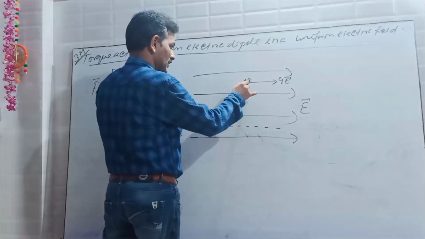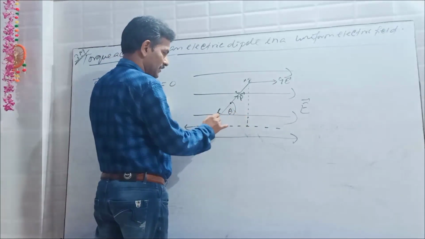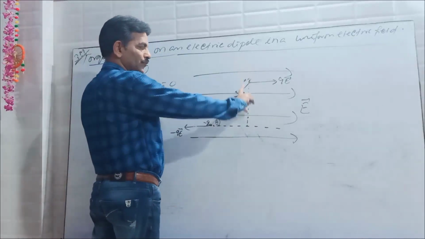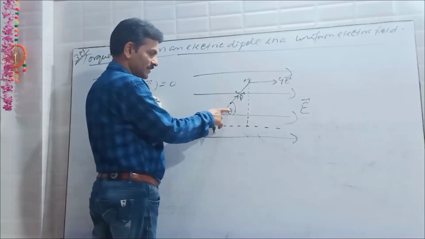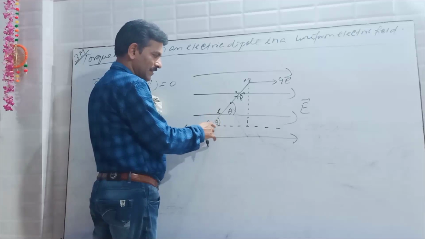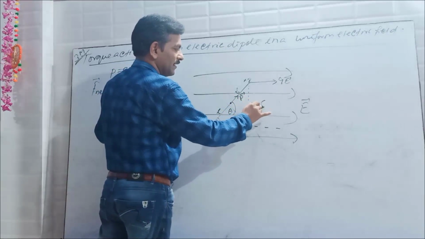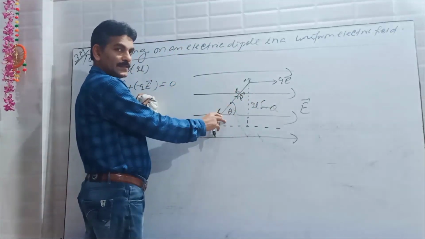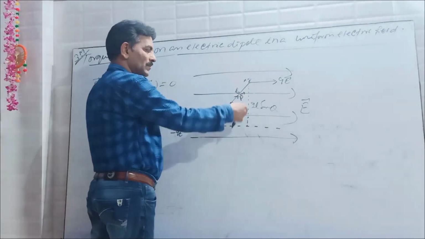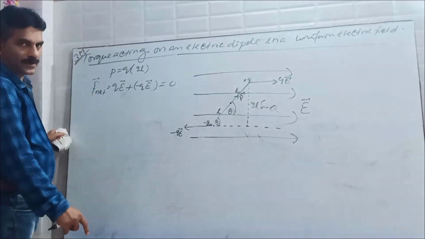You see, this is the perpendicular distance between the two forces. Then what is its expression? If this angle is theta, this is also theta, all the lines are parallel. So sin theta is this by 2l. So this one will be 2l sin theta. So the perpendicular distance between the two forces is 2l sin theta.